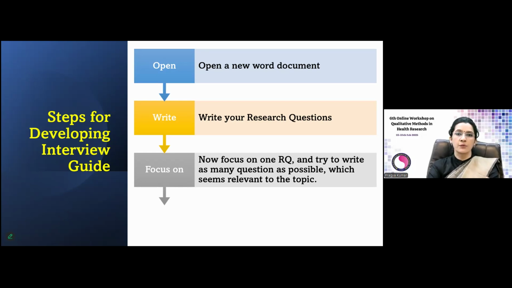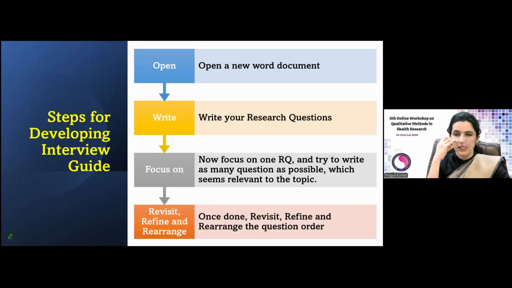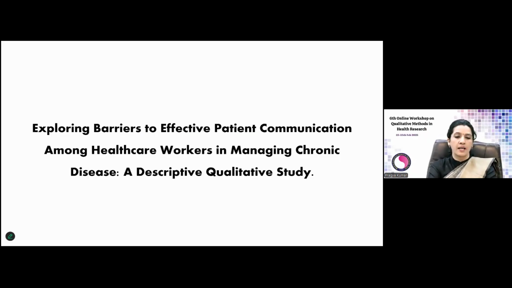Then you start with a very broad one. Initially, when you start writing the interview guide, it is very crude. Mind it, it is very crude. So just start jotting down whatever comes to your mind, seeing those questions and that literature, because you have the literature review also in front of you. So taking the research question and literature review in front of you, you should start writing your questions. Now, if this is the topic: barriers to effective communication among healthcare workers in managing chronic disease, a descriptive qualitative study.